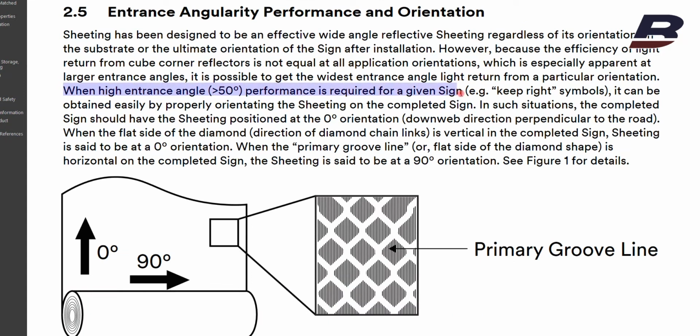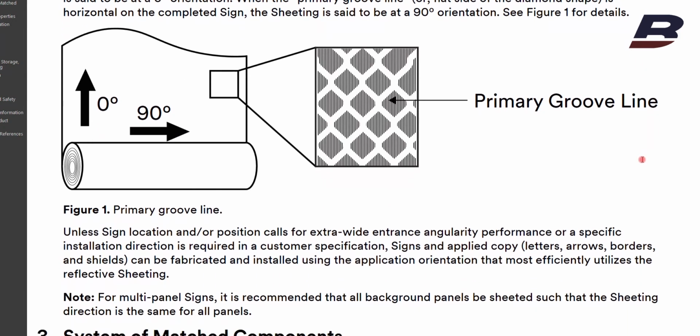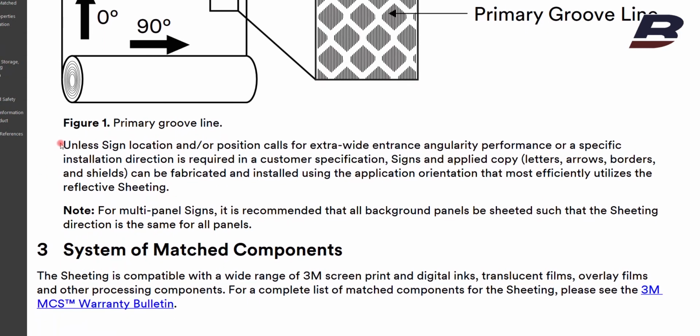When high entrance angle performance is required for a given sign, the sign should have the sheeting positioned at the 0 orientation. That's nice. Unless the sign location calls for extra wide entrance angularity, it can be fabricated in a way that most efficiently utilizes the reflective sheeting.